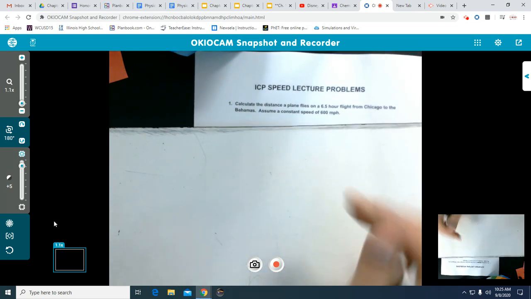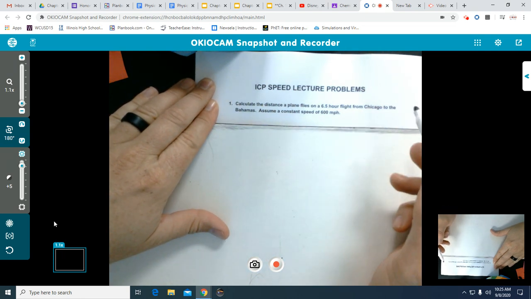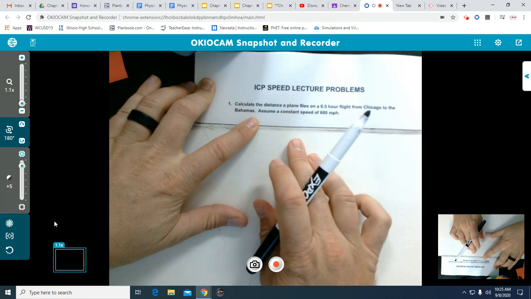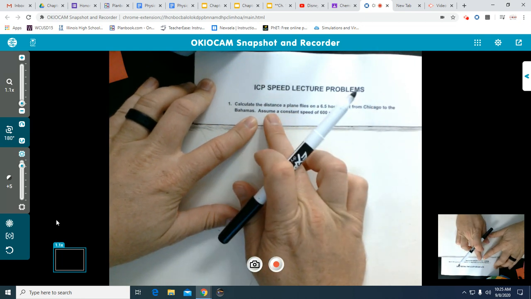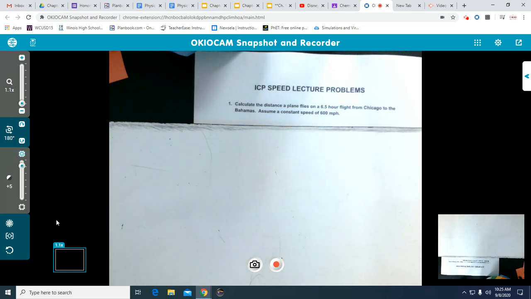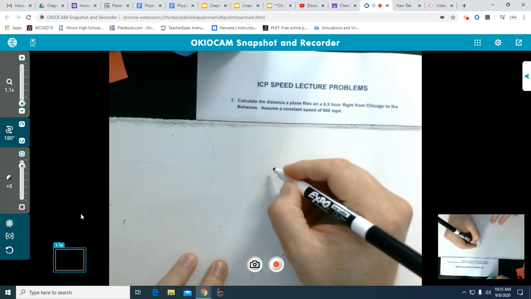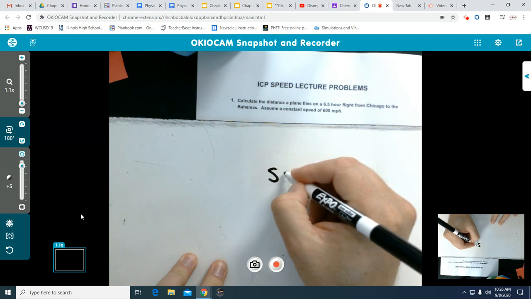So again, in this particular question, what are we solving for? Well, we're not solving for constant speed. We're calculating the distance, right? First thing is, let's go back to just the formula for speed itself. What is that? Can you tell me? Very good. Distance divided by time. So I'm going to use S.